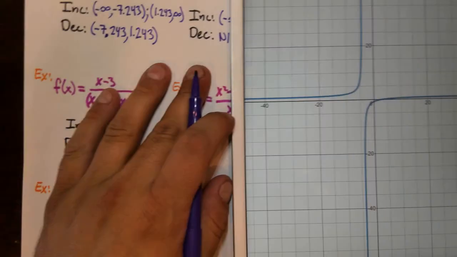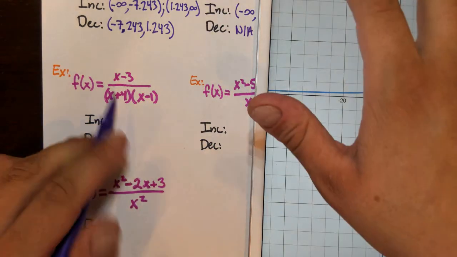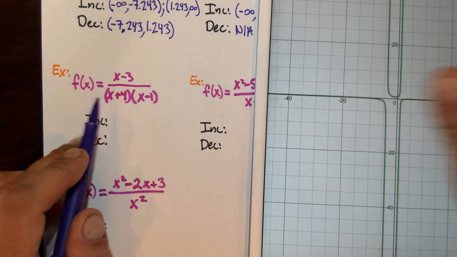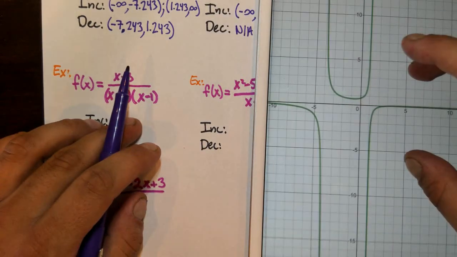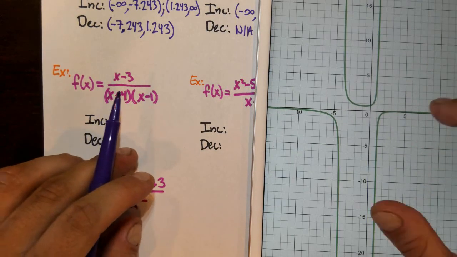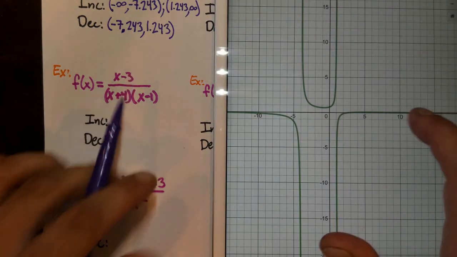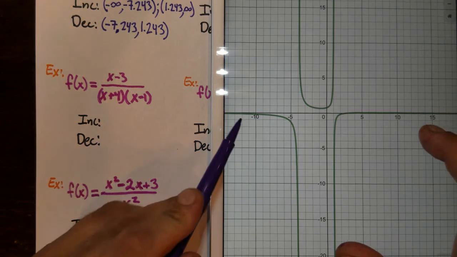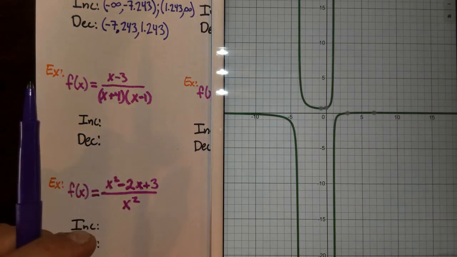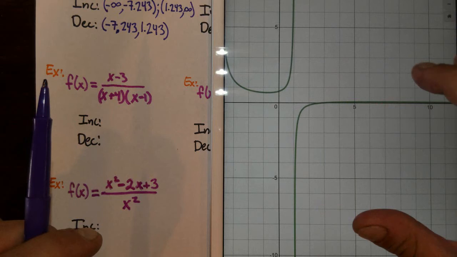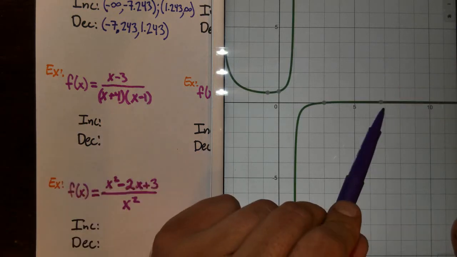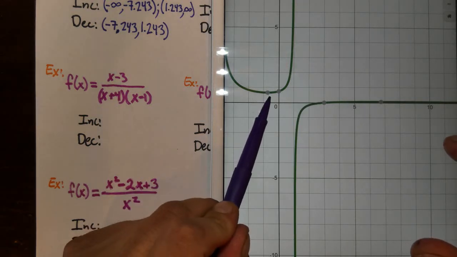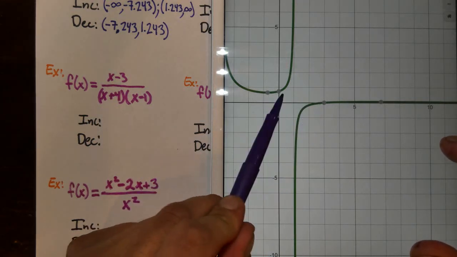So looking at this next one, x minus 3 over x plus 4 times x minus 1, I have it graphed here in green. And let's see if there are any maxes or mins. I know there's one right around here, but I'm not sure if there's one over here or over here. And there you have it. Let's see. This is a slight max right here, and this is a min right here.